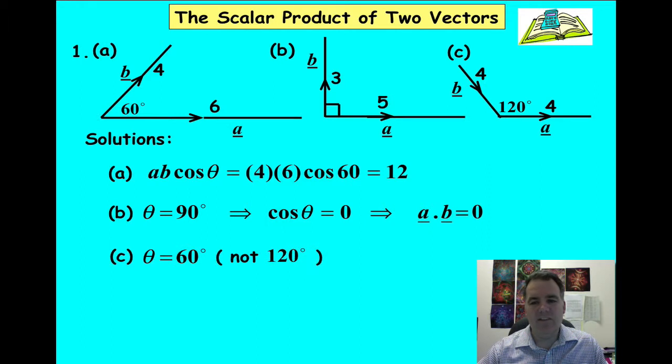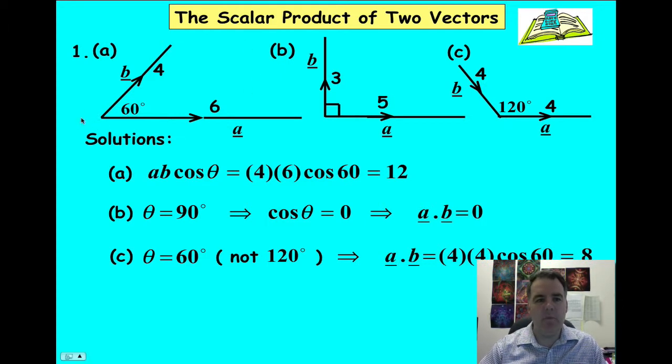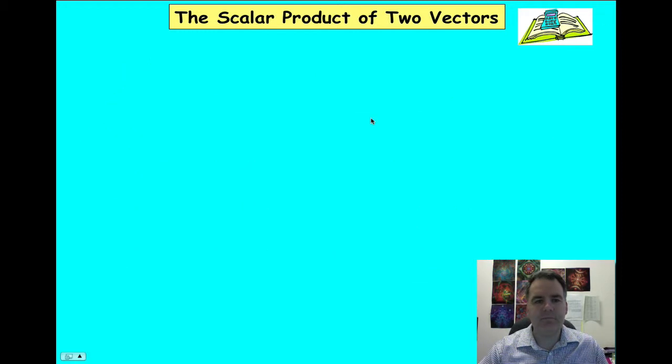The next one, hopefully you can see the 120 degrees. Because B is coming in here and A is going away, the angle we're looking at is this angle here, which is 60 degrees. So the dot product in that case is 8. Remember that convention that both vectors need to be going away from the point or in towards the point for that angle in between them to be the one that you use.